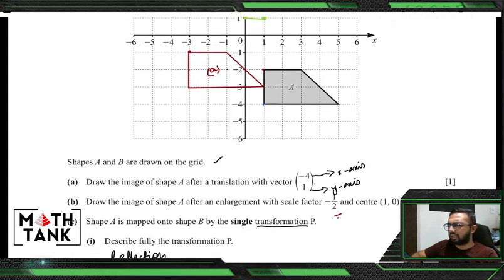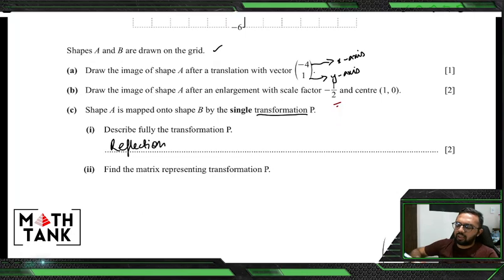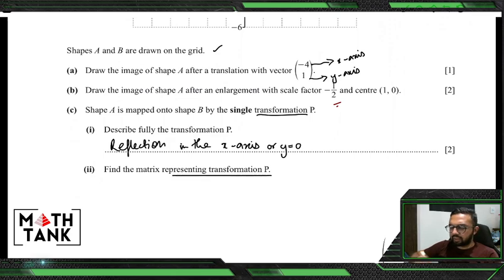That's a long idea, I don't want to go through that here. So reflection in the line in the x-axis basically, or y equals 0. That's the equation for the x-axis. Then it says find the matrix representing the transformation P.